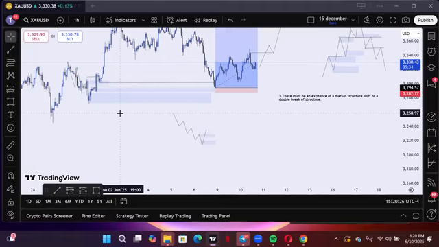Now, once this happens, people get confused. Okay, I have a breaker block here. I have an order block here. Which POI am I actually going to make use of? That is where it gets tricky. I have 3 different POIs here. Which one am I going to make use of? So first of all, are you guys following me?